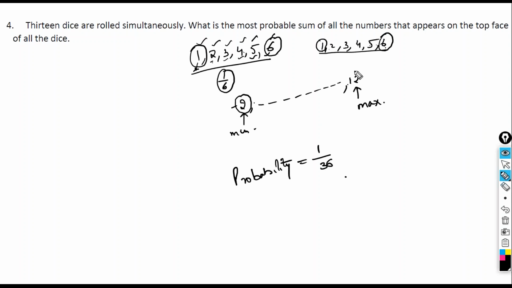Likewise, if I say the probability that we get a sum of 12 on the top face of the dice, getting 12 is again in only one way. So the required probability is 1 by 36. Now the question says, what is the most probable sum? So we have to find the sum for which the probability is the largest.